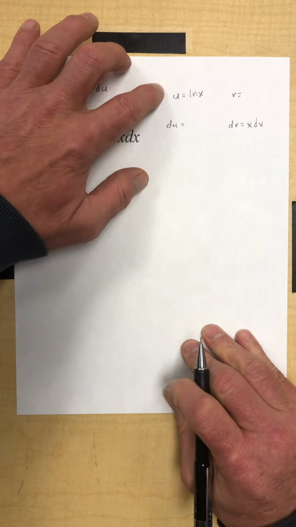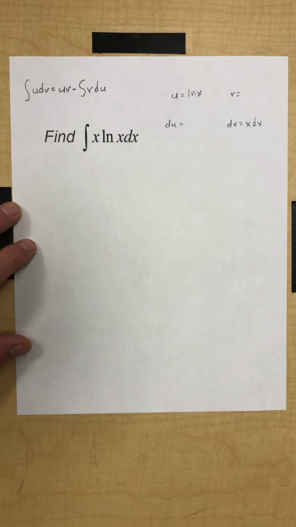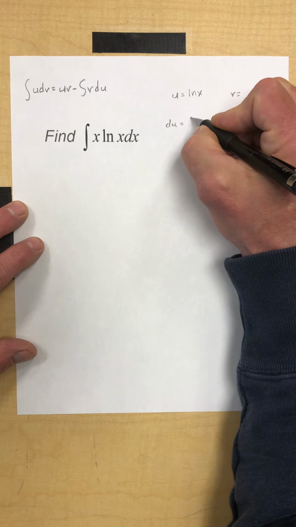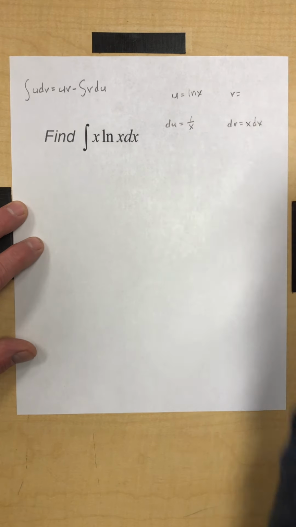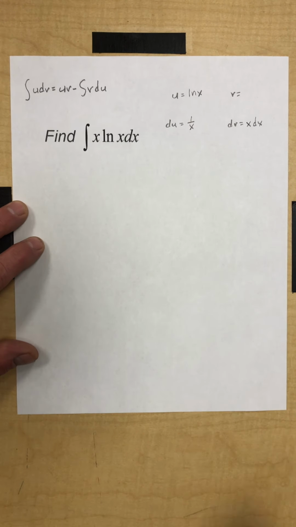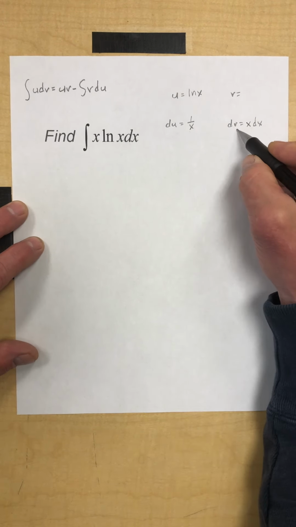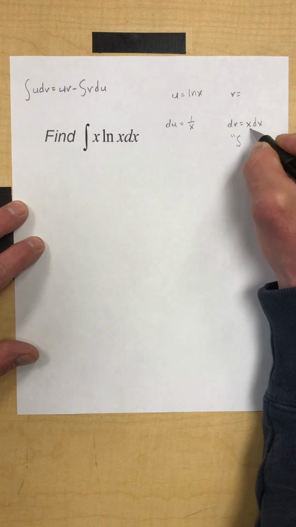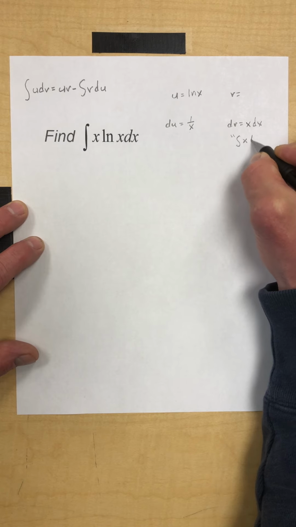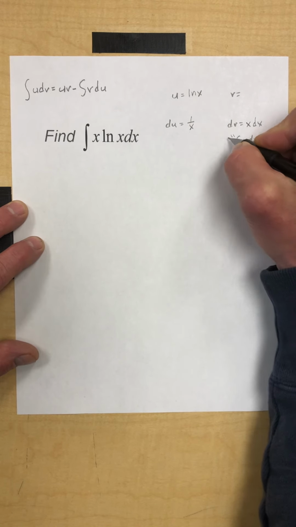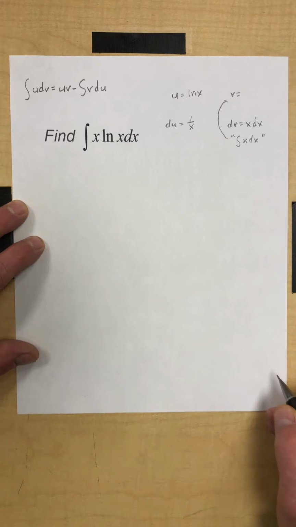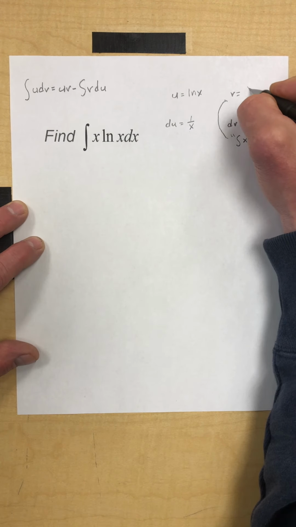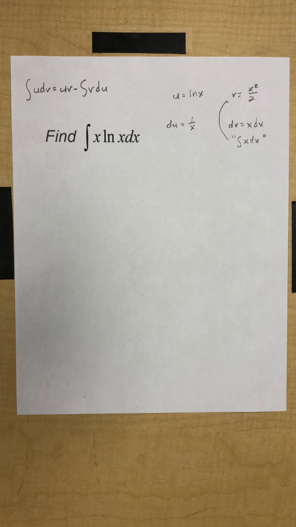So to go from U to du, I take the derivative. The derivative of the natural log of X is 1 over X dx, so it's just 1 over X. And to go from dV back to V, remember I would have to integrate this X dx to go back here. So I'm going to get X squared over 2 when I do that. Okay, so let's see what we got.